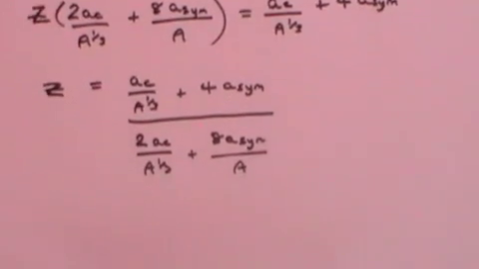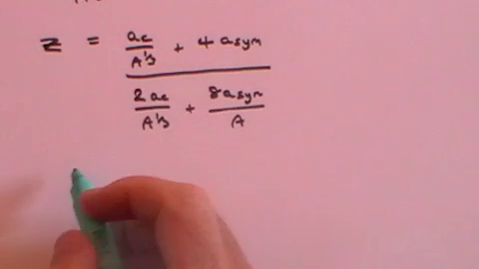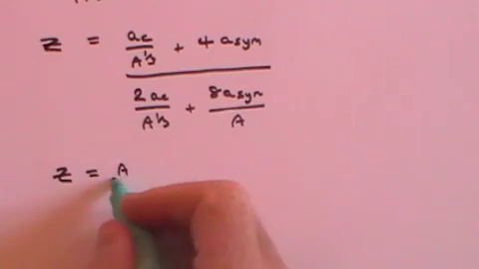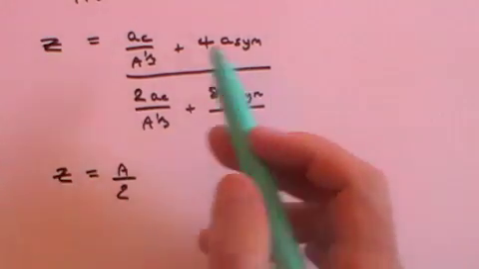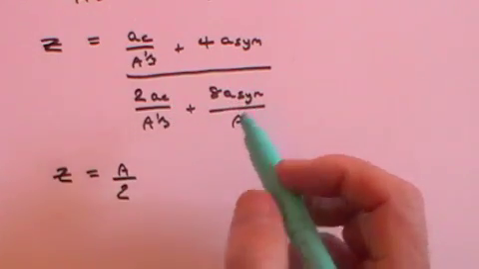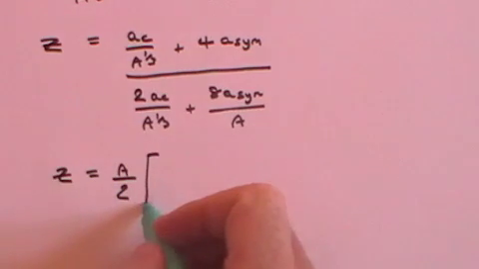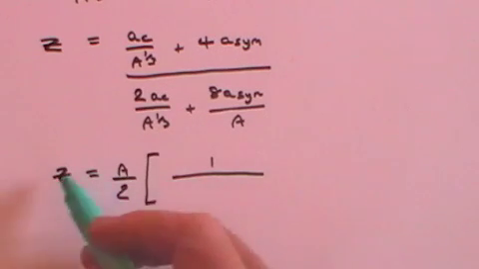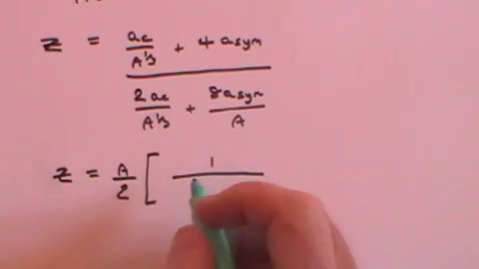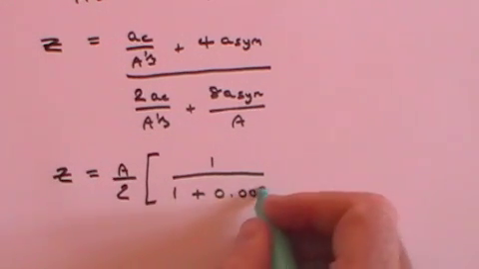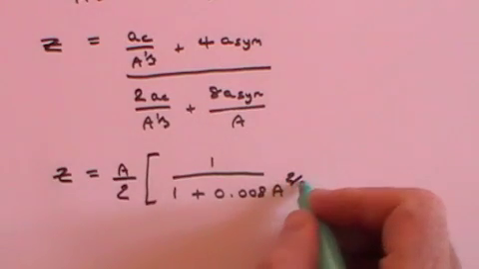If you did simplify this further, you would find that this reduces to Z equals A over 2. As I say, there's no need to do it because you can just fill in the necessary values here in a spreadsheet and it calculates it for you. But if you insist on going further, you will get very roughly that Z is equal to A over 2 into 1 over 1 plus 0.008 A to the 2/3.